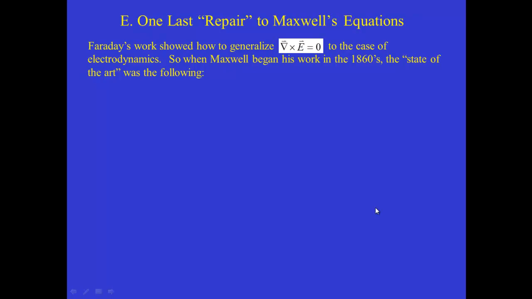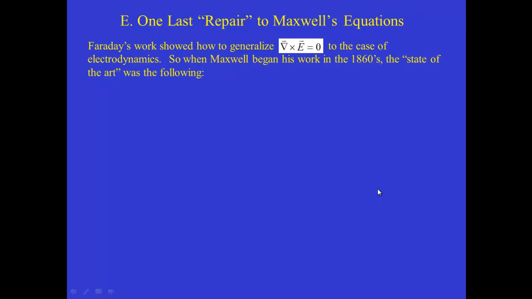Welcome back one last time to Physics 371, where I will now show you one of the last things that we have to do to our equations of electricity and magnetism in order to arrive at the modern version of what are known as Maxwell's equations.